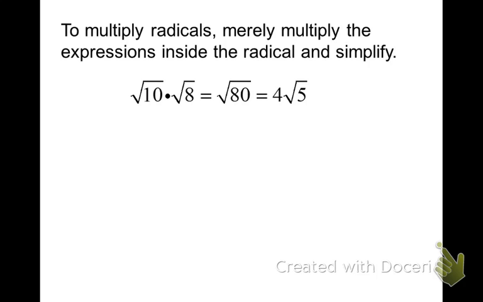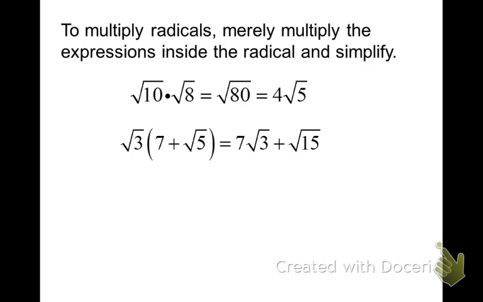You can't leave a perfect square under the radical, you can't leave a fraction under the radical, and you can't leave a radical in the denominator. So the square root of 80 turns into 4 radical 5 because 80 is 16 times 5.